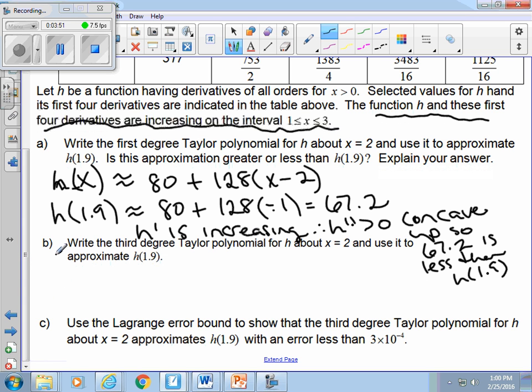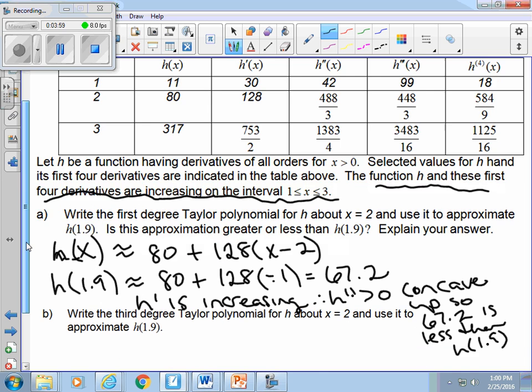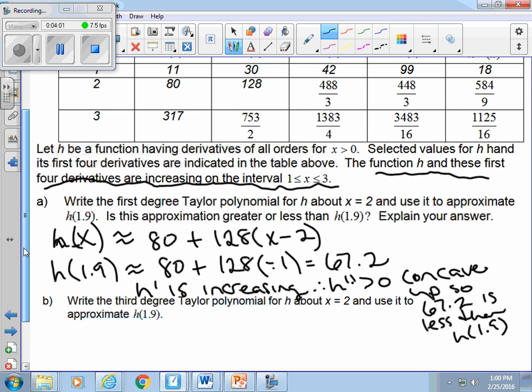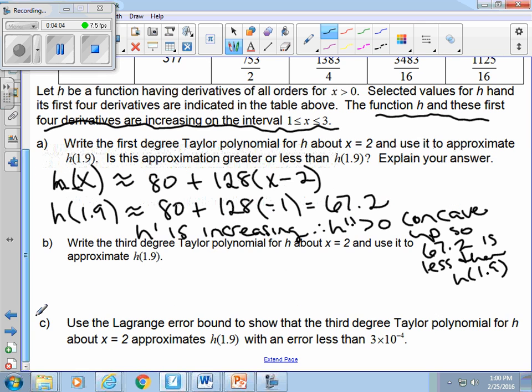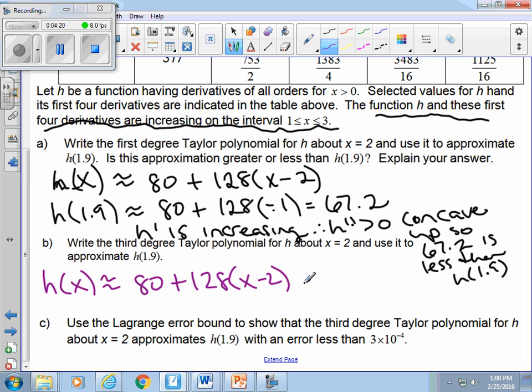Write the third degree Taylor polynomial and use it to approximate h of 1.9. By the way, this was a calculator problem. Okay, third degree Taylor polynomial, I've got part of the way there already. And then I need the third, I've got the table sitting here, 488 over 3.